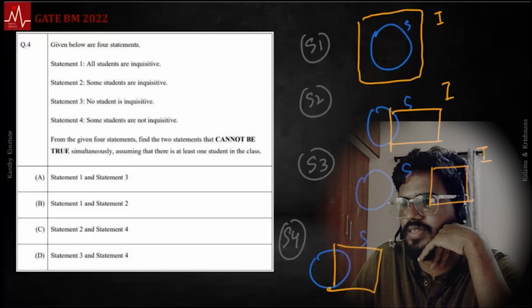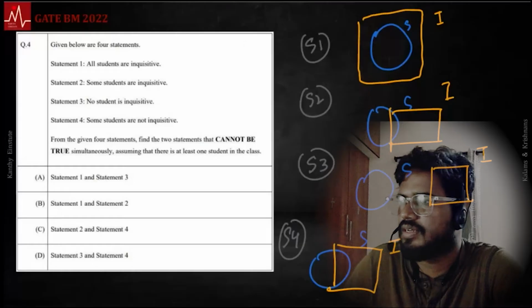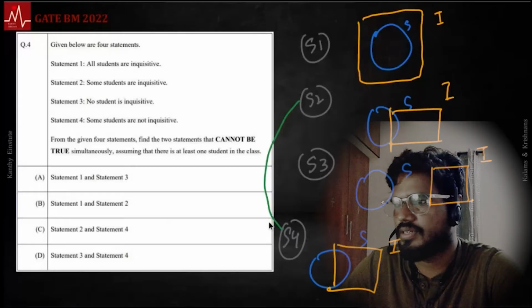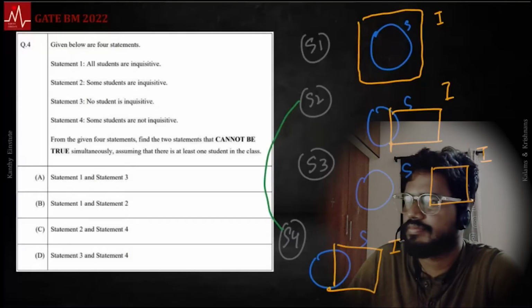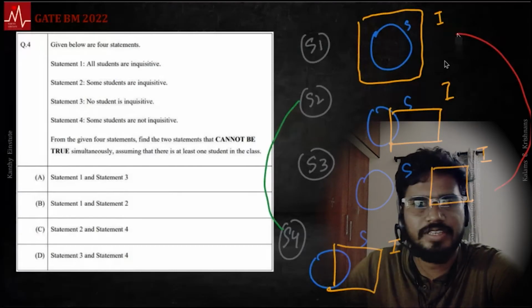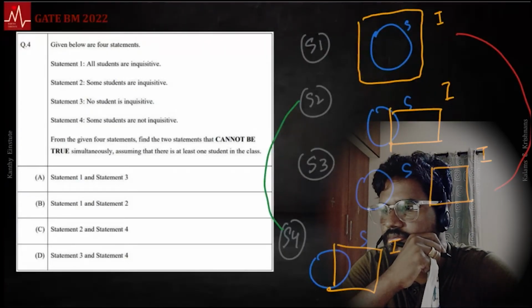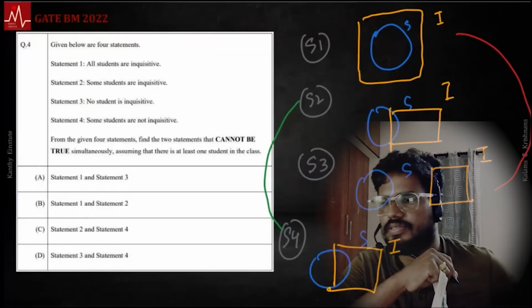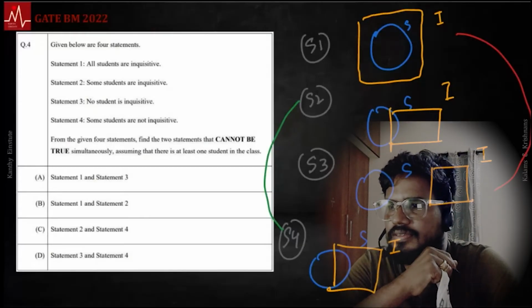Which of the four statements cannot be true simultaneously? S3 and S4, sorry. Yes, S2 and S4, there is an intersection. S1 and S3. This cannot be true simultaneously.